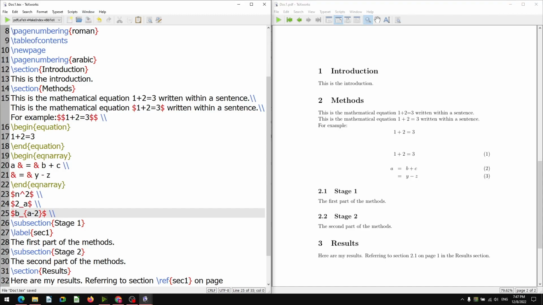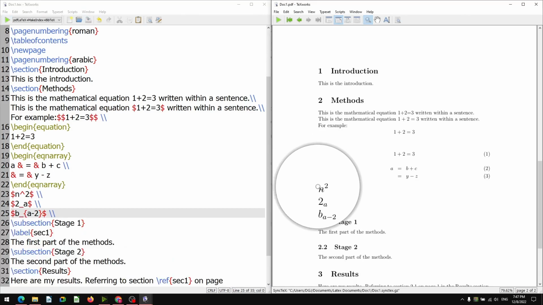Let us save and click the typeset button. It will generate n square, n hat 2, 2 underscore a, and b with index a minus 2. So a minus 2 is put into curly braces as an index.